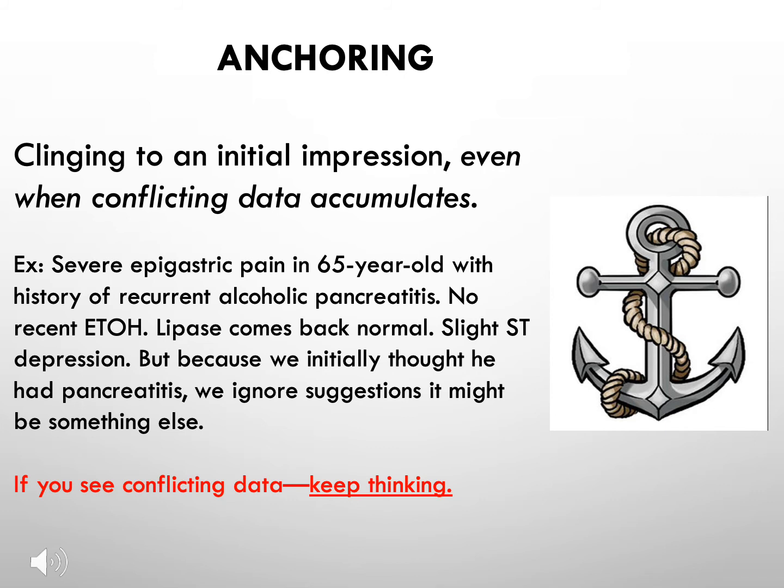And the last category we're going to look at here is probably where all the other types of errors point toward, and that's anchoring, where you cling to an initial impression even when there's conflicting data. An example is you've got severe epigastric pain in the 65-year-old who's got a history of recurrent alcoholic pancreatitis. But they've had no recent alcohol. The lipase comes back normal, and there's a slight ST depression, but you're sure the guy has pancreatitis. He tells you that's what it was like in the past here, so you stop thinking, and the conflicting data, the fact he had recently not been drinking and the normal lipase, the slight ST changes, you just stop thinking.